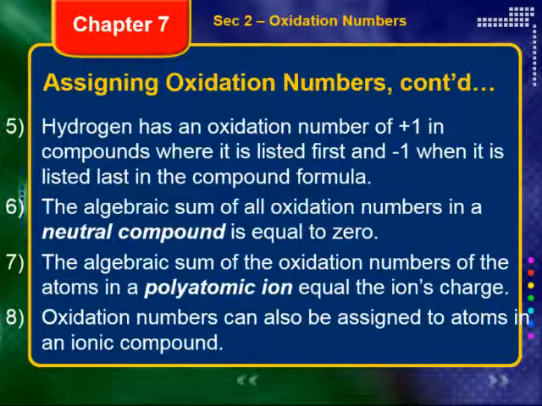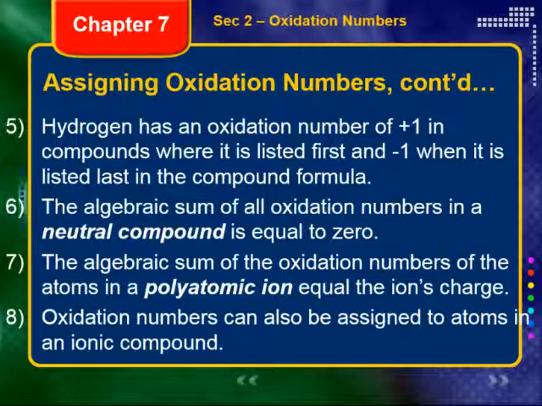Next set of rules. Hydrogen can have an oxidation number of +1 if it's listed first, but it can also have an oxidation number of -1 if it's listed second in the chemical formula. Number 6, the algebraic sum of all of the oxidation numbers in a neutral compound is equal to 0. So unless it's something that has a charge, if it's a neutral compound, all of the oxidation numbers need to cancel each other out.